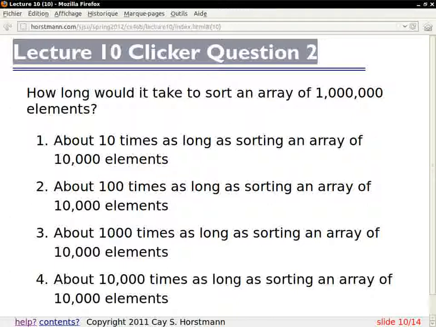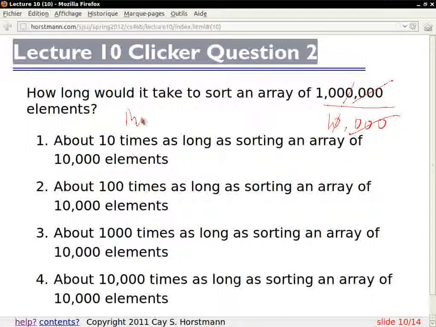All right, before I look, let's see. So we need to find out how many more times is a million than 10,000. So what is a million divided by 10,000? That's a lot, right? Unfortunately, we don't have a choice, so we have to figure it out. So these cancel. This one cancels. So it's 100 times as much.